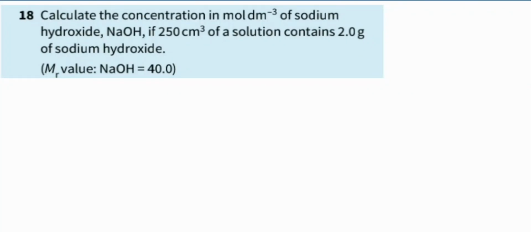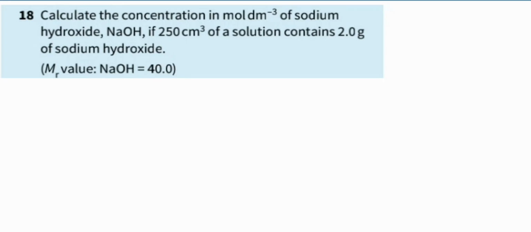In this video, I'm going to show you how to calculate the concentration. So the question is saying, calculate the concentration in mole per decimeter cube of sodium hydroxide, if 250 centimeters cubic of a solution contains 2.0 grams of sodium hydroxide, where the molar mass of sodium hydroxide is 40.